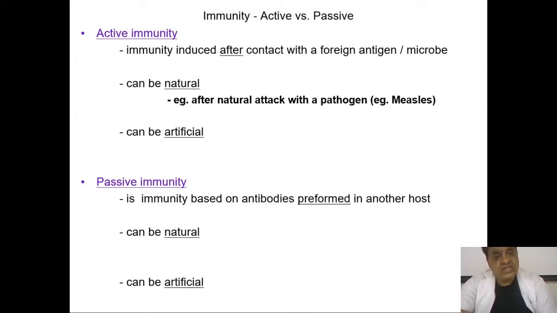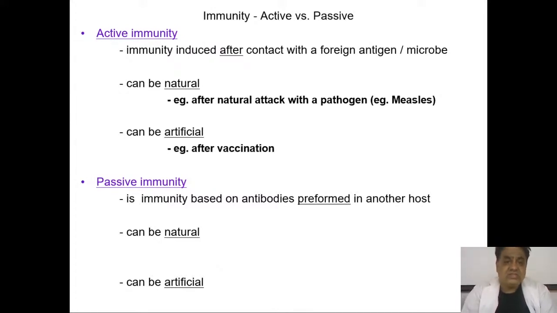Active immunity can also be artificial. For example, after vaccination, once you give the antigen in a vaccine form, killed or live attenuated antigen or protein of a pathogen to a person artificially, it induces immunity in the host, and this is artificial immunity, active artificial immunity.